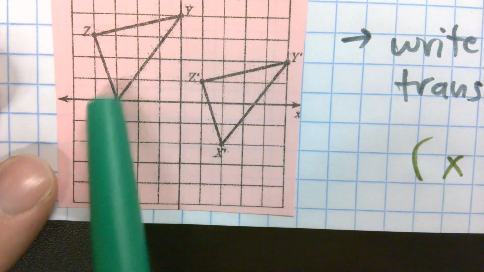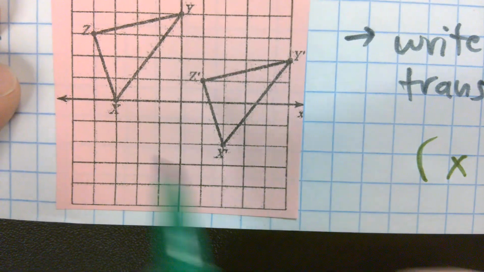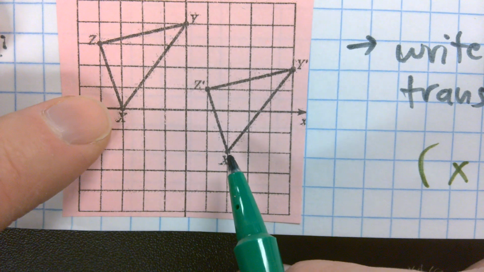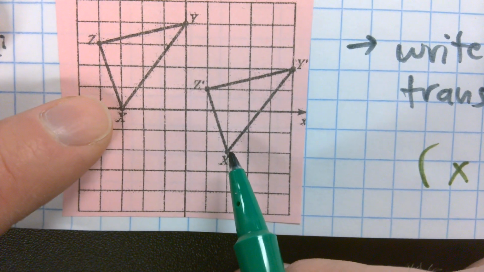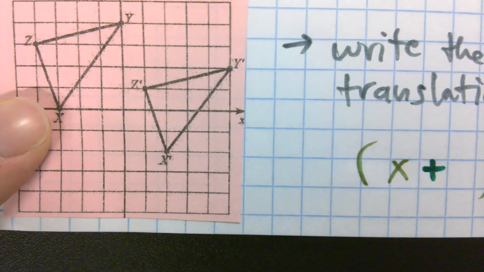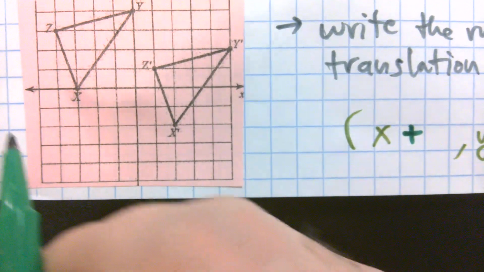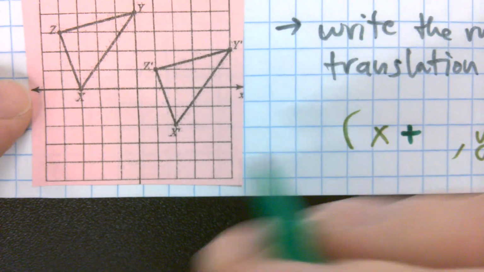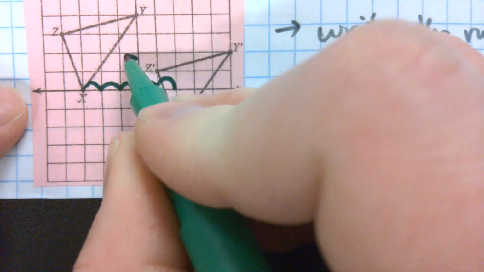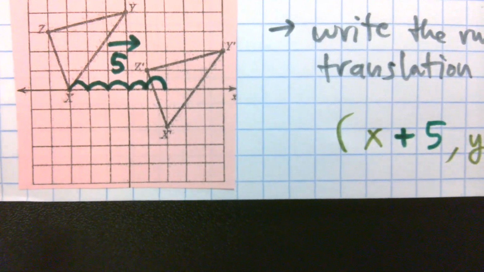So if I'm looking at x here, I'm just going to start at x because there's the most free space down here. If I start here and I want to end here at x prime, am I going to have to go to the left or the right? I'm going to have to go to the right. Right away I know it's going to be x plus something. And how many spaces to the right does it look like we're going to have to go? 1, 2, 3, 4, 5 spaces to the right. That gives me x plus 5. Exactly.